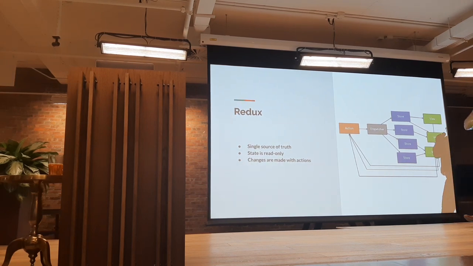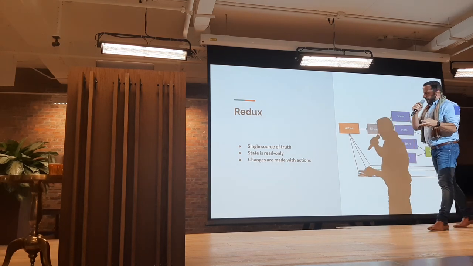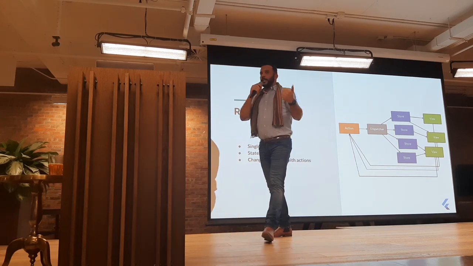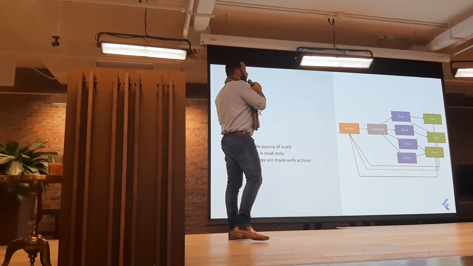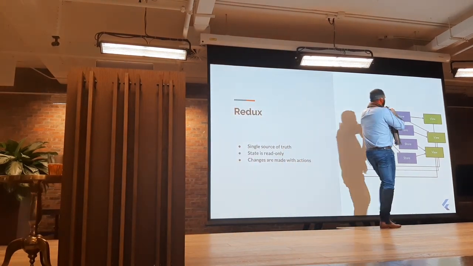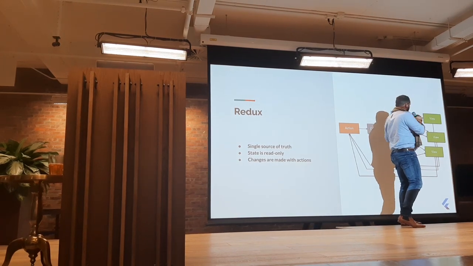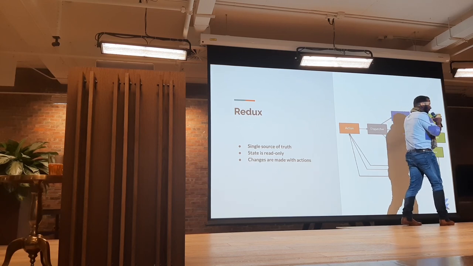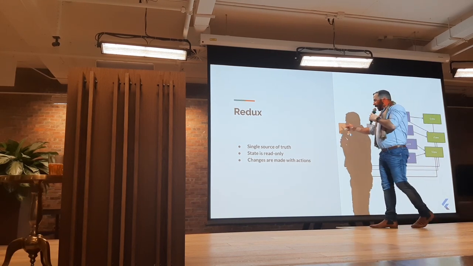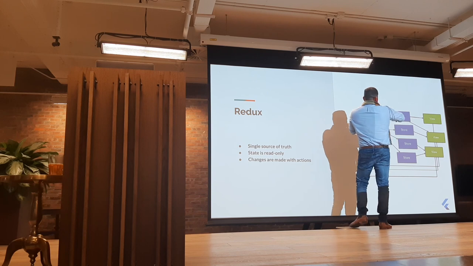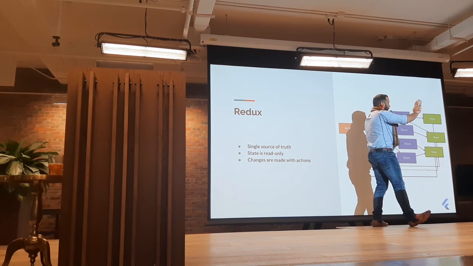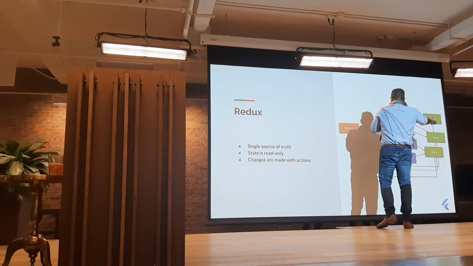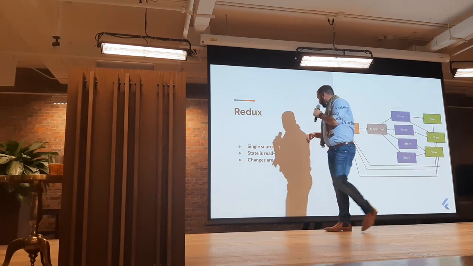And the three principles of Flux still stand, which is you have a single source of truth. Your state is read-only, so whenever the state is updated, the state generally would live here. It's read-only. It's passed this way. The view cannot write to it. It can only read it. It can trigger an action, and then the action will go to the dispatcher, modify the data, and give it a new version of the data. But it would not be able to modify that data, because data only flows unidirectionally, as we talked about.